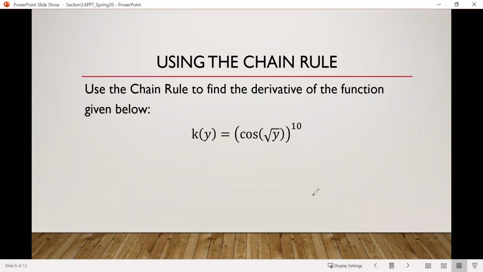All right, this problem here will be one that you'll do for classwork. Now this is a fun problem because as you can see, you have a function within a function. You have that cosine of root y within something raised to the 10th, but then notice that one's also a function within a function because you have root y inside of a cosine. So this is chain rules within chain rules. It's just probably the most fun you'll have this week.